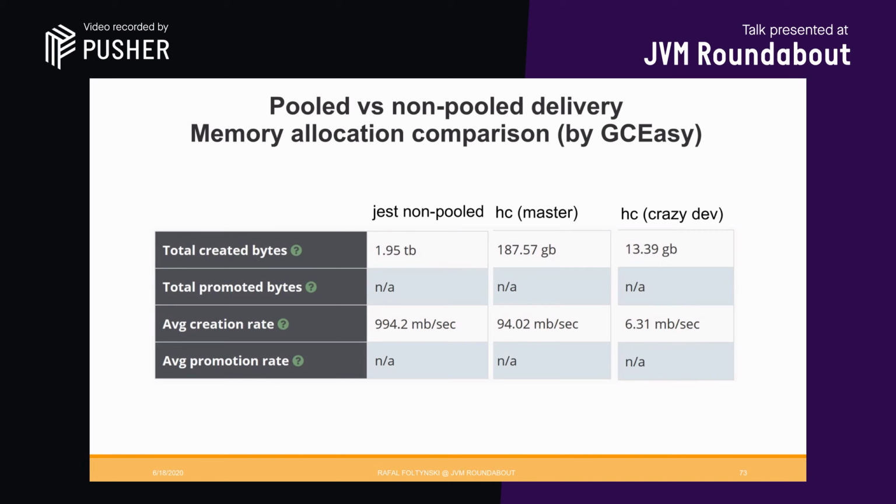The memory allocation comparison looks just insane. Jest needed almost 2 terabytes to deliver 100 million logs, where the crazy development version needed only 13 gigabytes. The allocation average creation rate almost a gigabyte versus 6.3. I think it's a decent improvement. The current master allocates roughly 94 with the same workload.